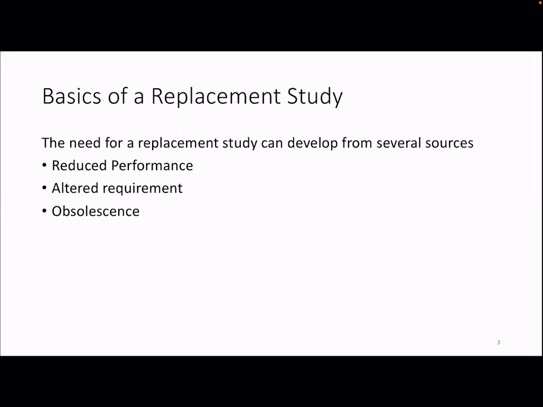The second is altered requirements. Sometimes you have a machine, but there is no longer a need for this machine because the product it makes is no longer used, so it's outdated. So sometimes you need to replace based on the requirements of the market.